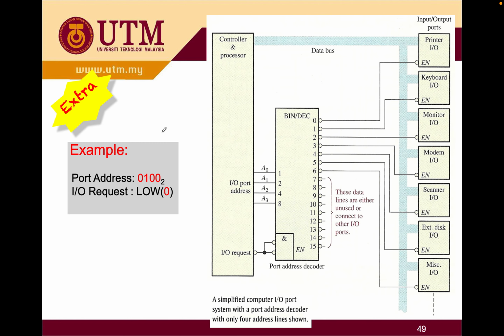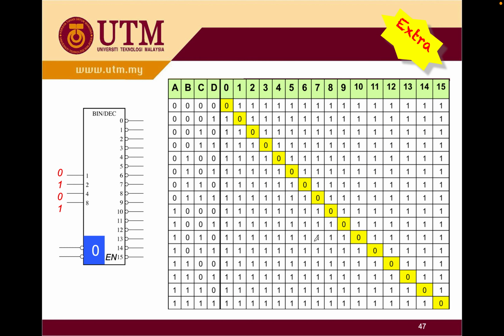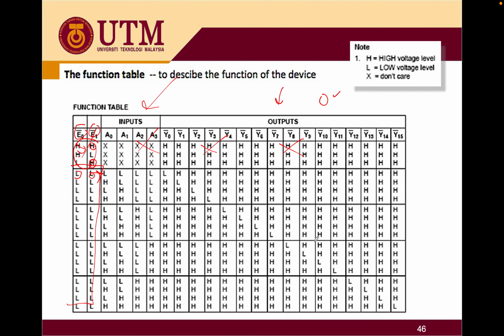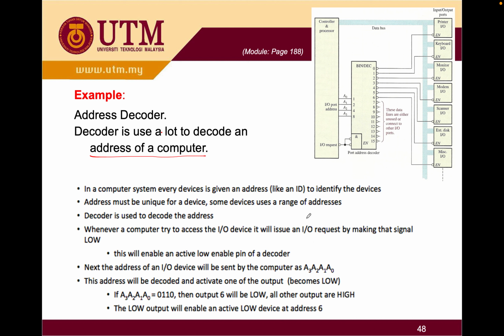Okay, this is an example. When you have an address decoder, a decoder is used a lot to decode an address in a computer. So where are you going to apply all these decoders, all these BCD to decimal things? It's normally used to decode an address of your computer.